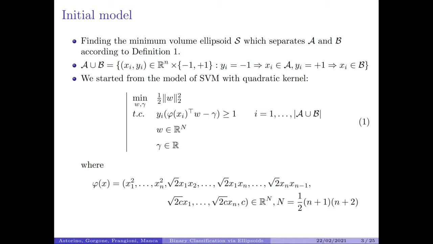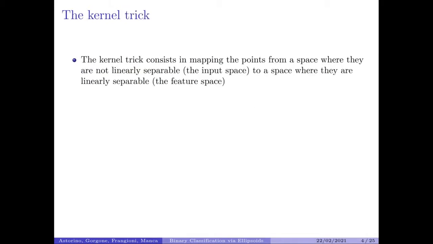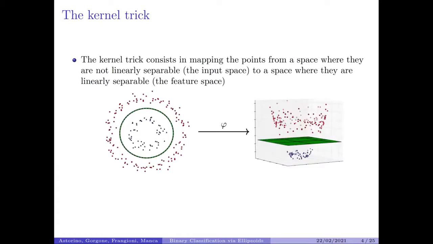So why do we do that? It's because the kernel trick basically consists in mapping the points from the input space, where the points are not linearly separable, into a higher dimensional space where it is possible to find a separating hyperplane. And this is more or less the situation graphically represented.